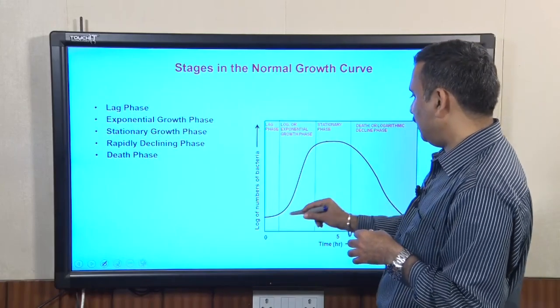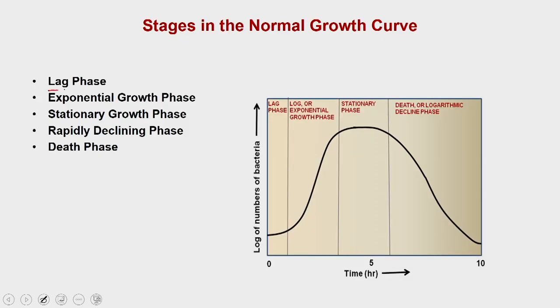As you can see in this particular graph, the first one is called the lag phase, the other one is called the exponential growth phase, which is also called the log phase, then you have the stationary growth phase, then the rapidly declining phase, and then the death phase. As you can see, it is the log of the number of bacteria versus the hours, and it has a lag phase, then the log phase, then the stationary phase, and ultimately a decline phase as well as the death phase.